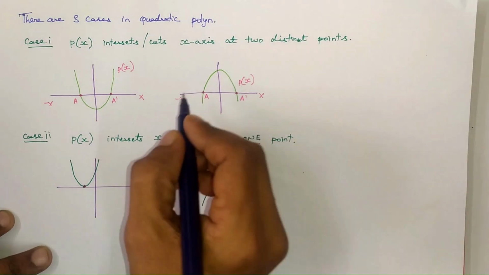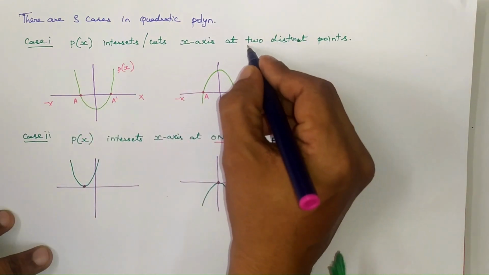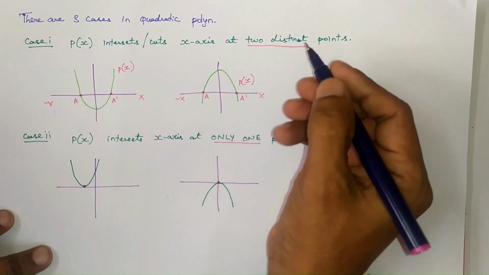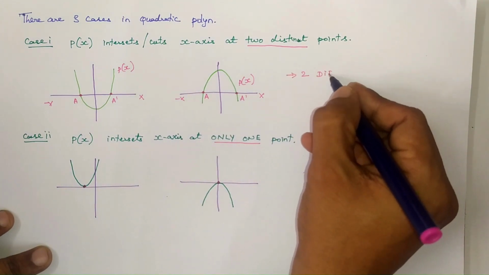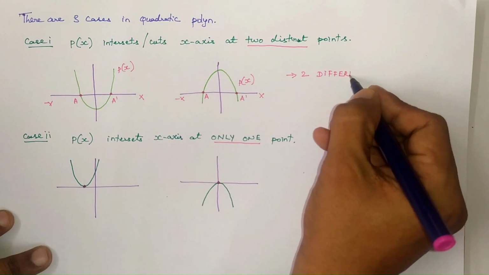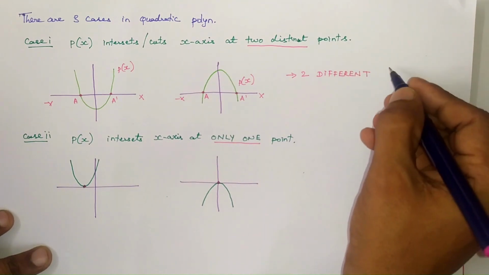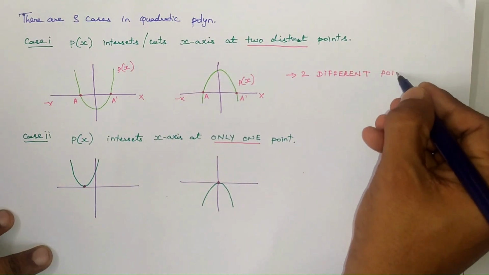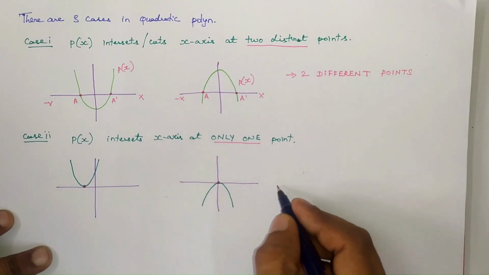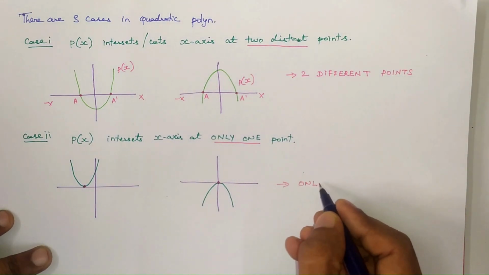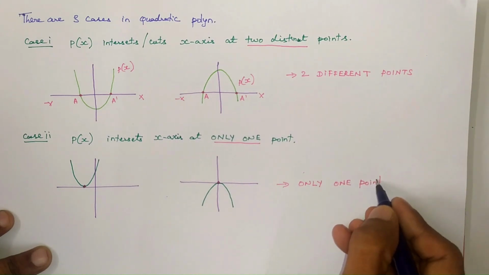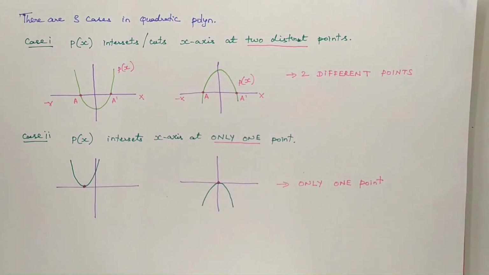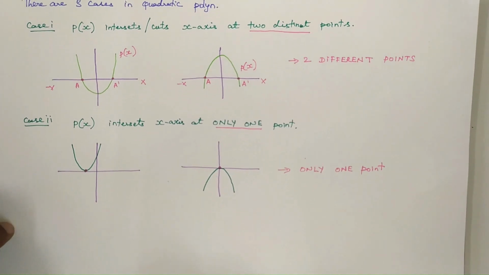Here it is intersecting at 2 distinct points. Distinct means different. Here it is 2 different points, here only one point. And there is one more possibility. There can be one more possibility also.